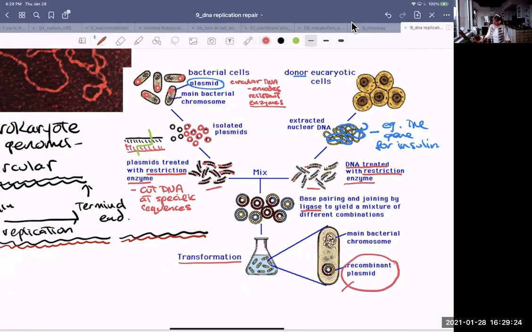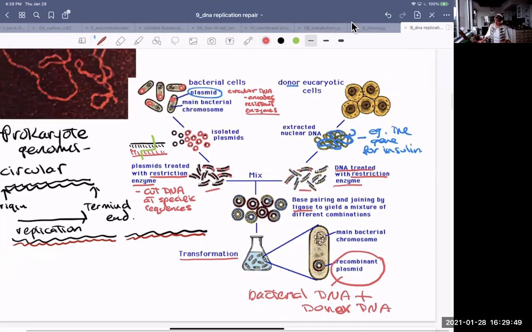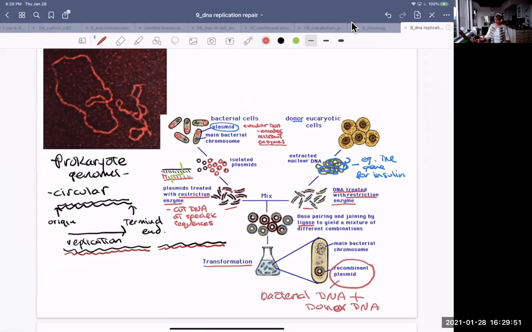So that's the bacterial DNA and the donor DNA. And that's great. So now you have the gene for insulin in the plasmid. You can put the plasmids back into the bacteria, and the bacteria will happily make insulin for you. And that is indeed how insulin is made.